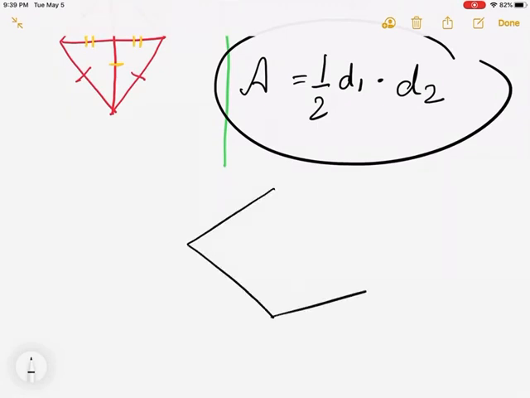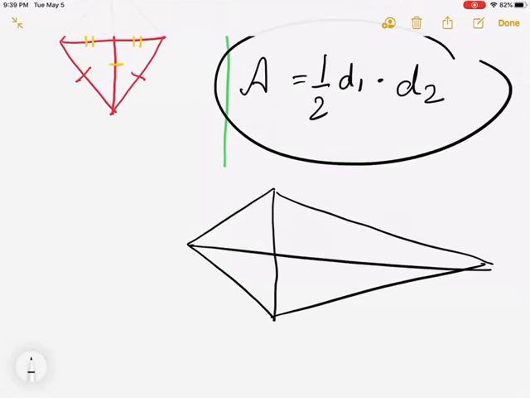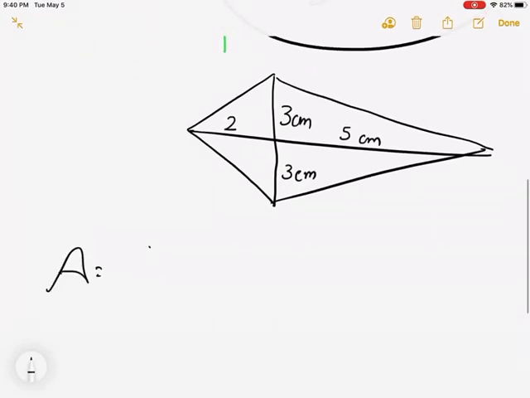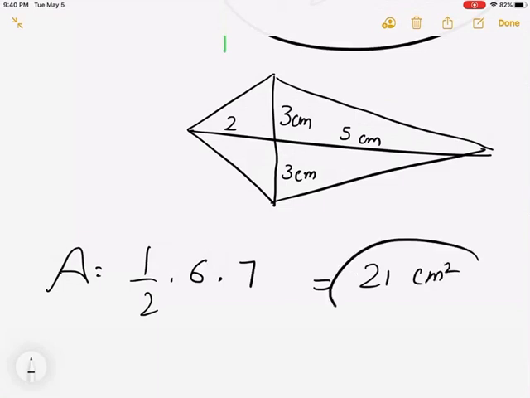So here's a kite. First diagonal, second diagonal. The shorter diagonal is always going to be the same length on both sides. If I know this is 3, then for sure the other one is definitely going to be 3 centimeters. This one is 2 centimeters and this side is 5 centimeters. Finally, I know my equation is 1/2. First diagonal, which is 6, other diagonal is 7, so put it together, it's going to be 21 centimeters squared. So that's all we do.